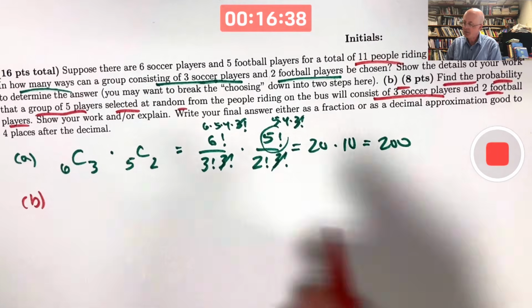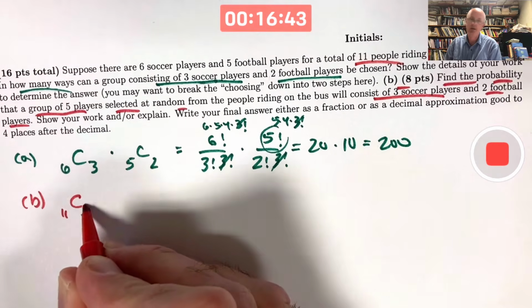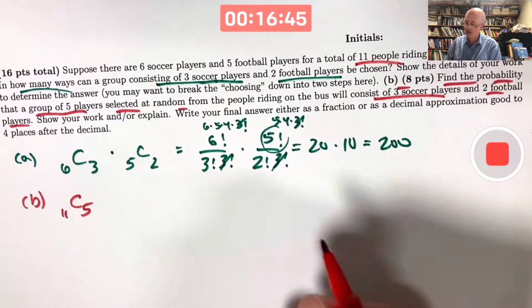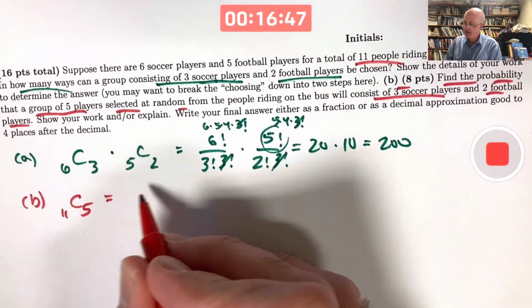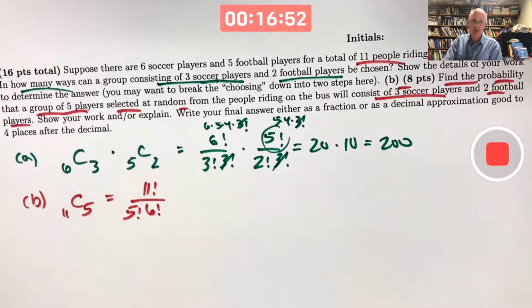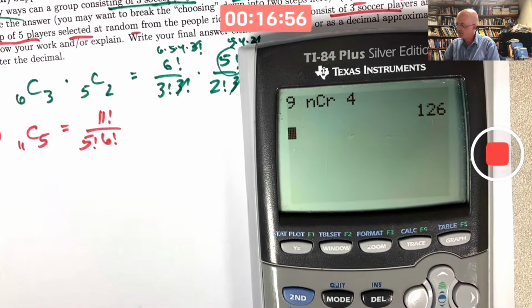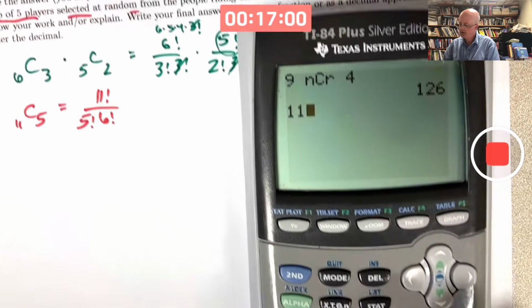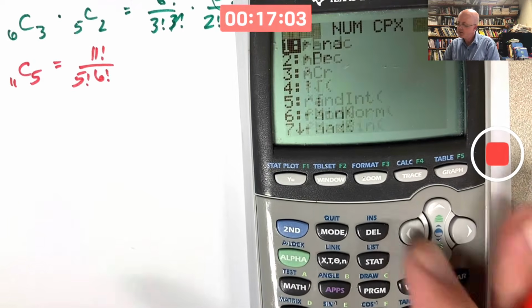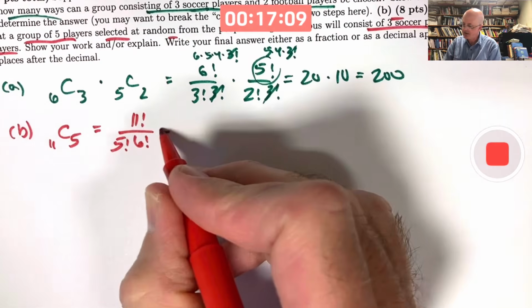You don't have to think about the breakdown in terms of soccer and football players. You can just say I have 11 people and I'm choosing 5 of them to figure out the denominator for the probability. So that's 11 factorial divided by 5 factorial times 6 factorial. Again, you should feel comfortable doing that without technology, or at least doing some factoring for fun, but let's go ahead and just use the technology here. 11, go to math mode, choose 5. That's 462.